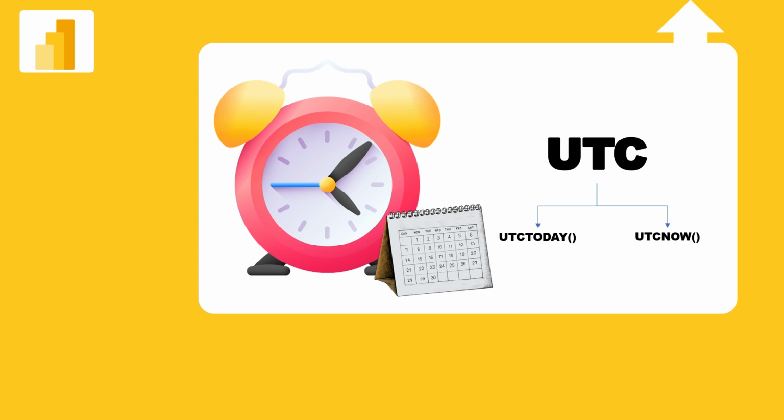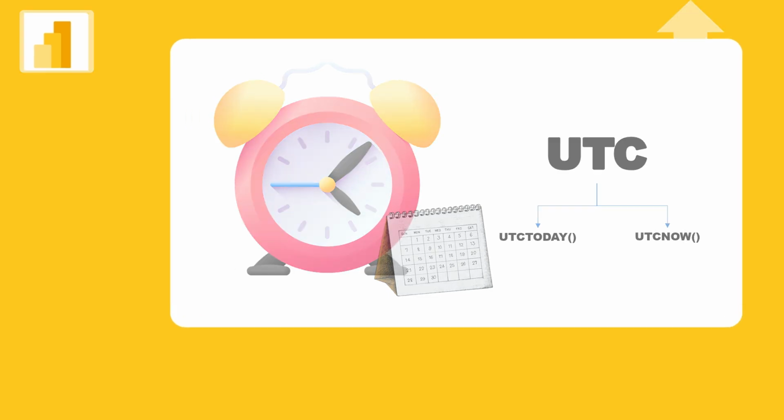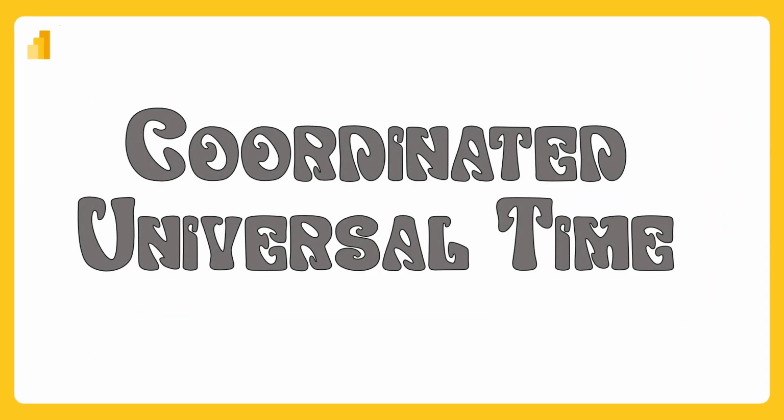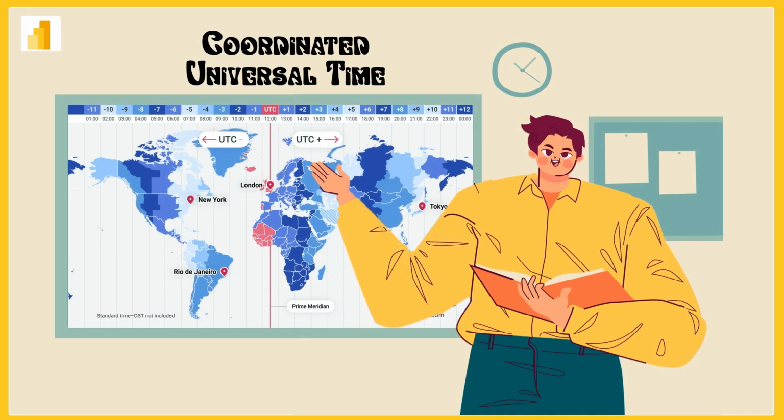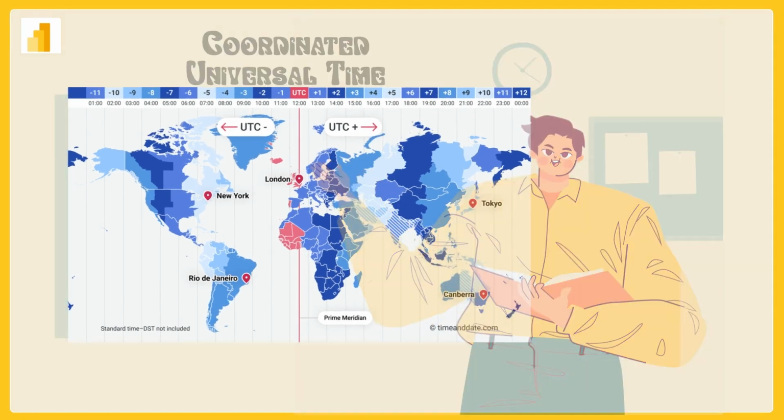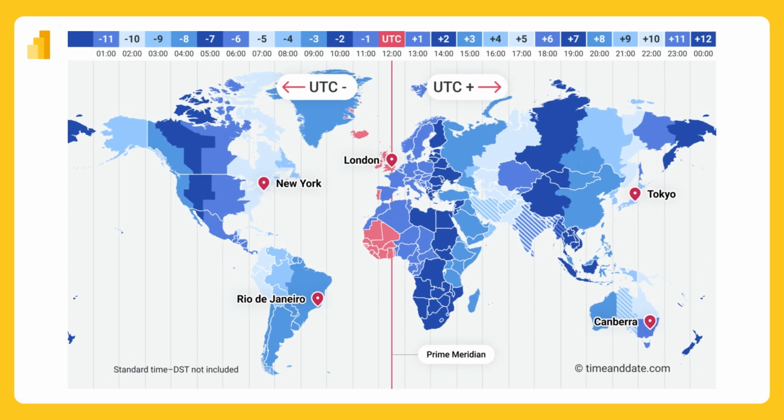The next two functions are related to UTC. For those who do not know what UTC stands for, it is Coordinated Universal Time. It is the primary reference standard that is used worldwide to regulate clocks and time, and it is basically the same everywhere. When you operate a multinational company that has operations in multiple regions, you usually use this time rather than separately using different time zones for different countries.